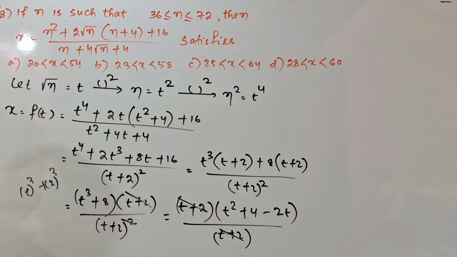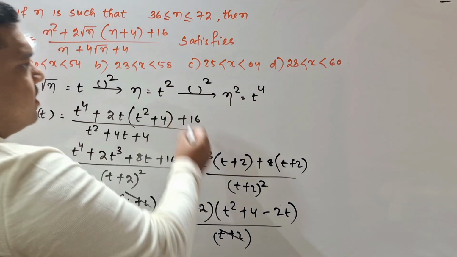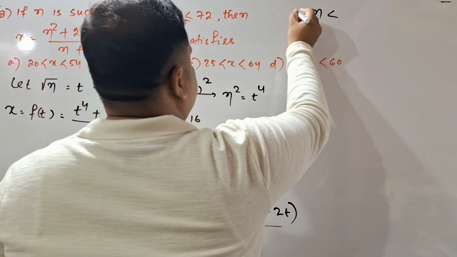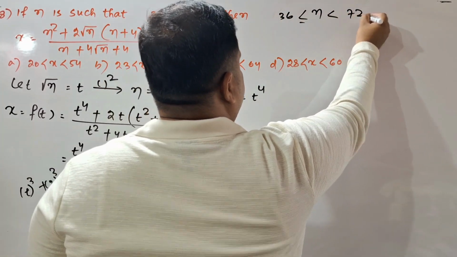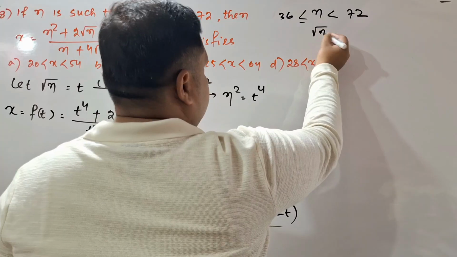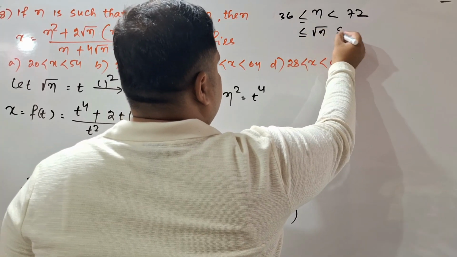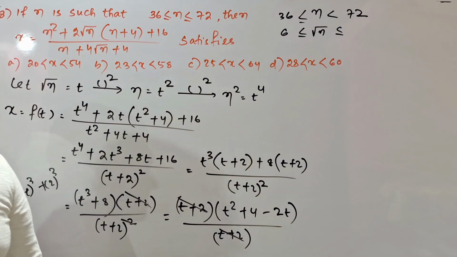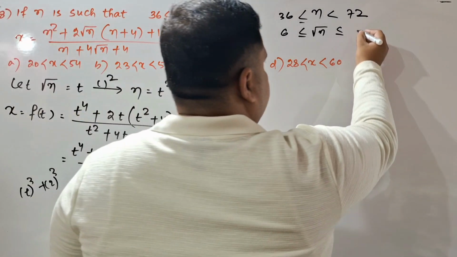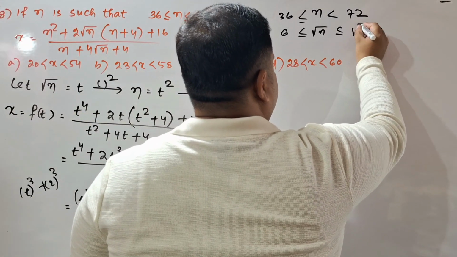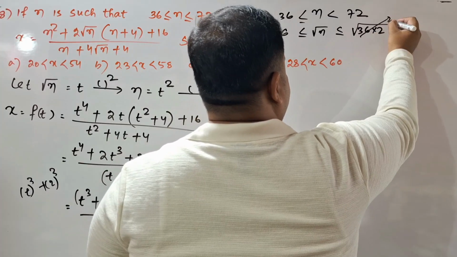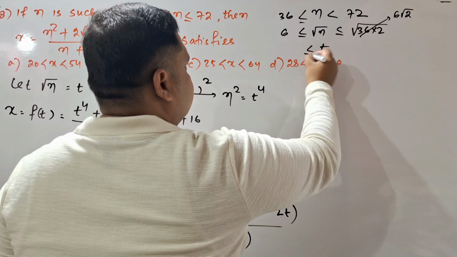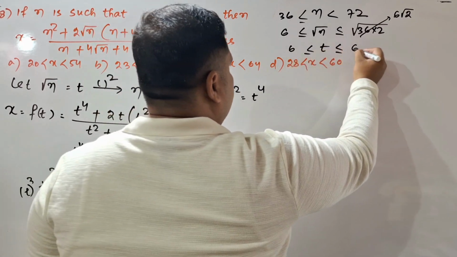Now the condition is given here. N value lies within what? 36 to 72. Take root n, the root n means t. It lies within, if I take the root over 6, and 72 can be written as 36 into 2, the root over. So this can be written as 6 root 2. So t value lies within 6 to 6 root 2.